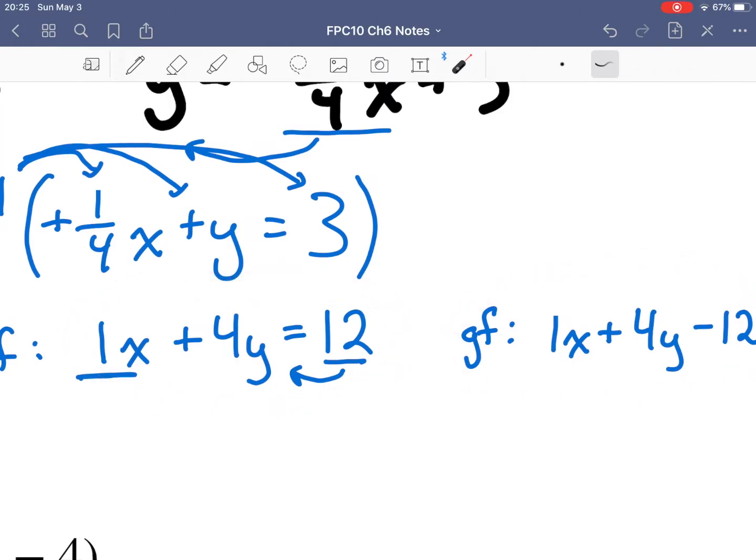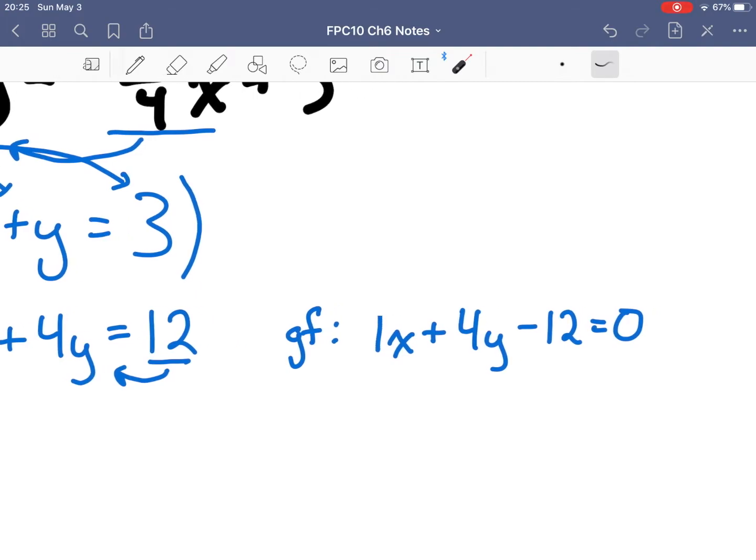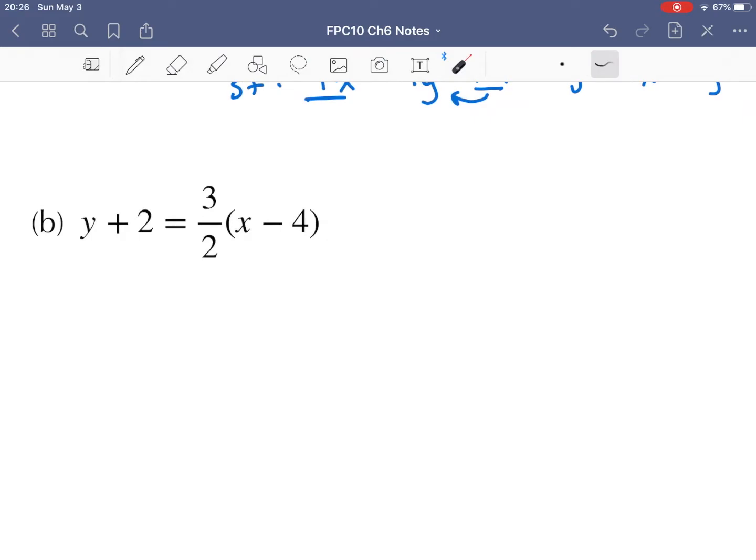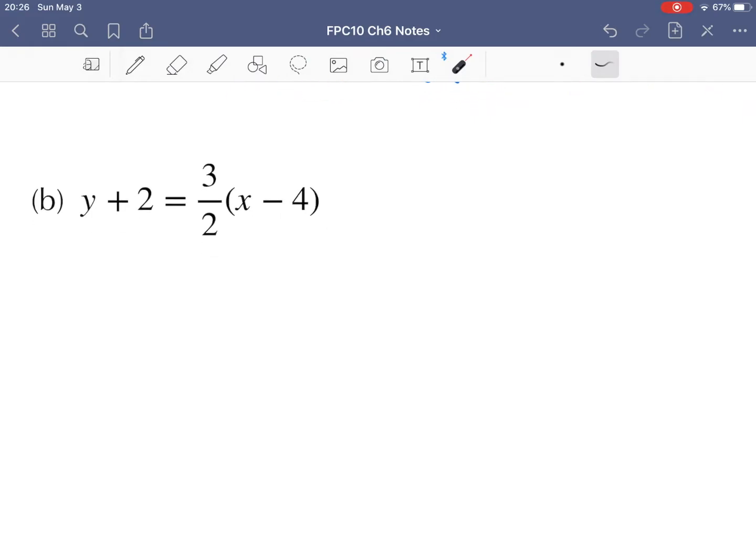So you can see here why I went to standard form first. I went to standard form first and then to general form. And this works in general form. Our coefficient on x is a natural number. Our coefficient on y is an integer. And our constant term is an integer. No decimals, no fractions anywhere.